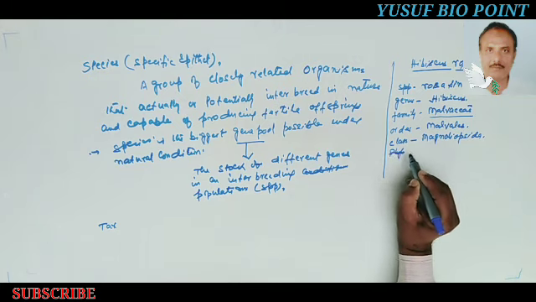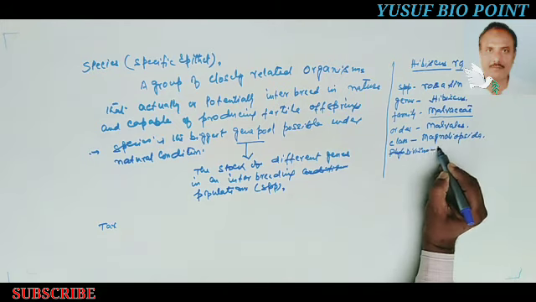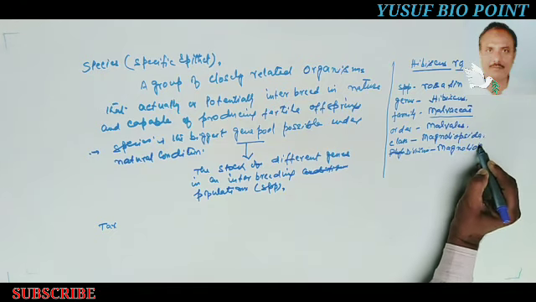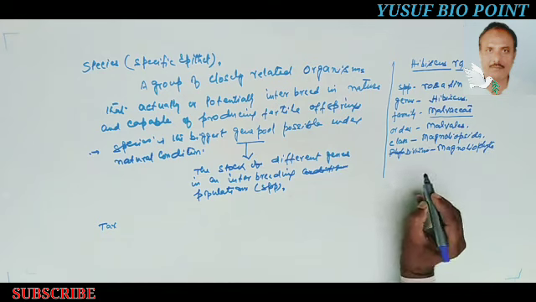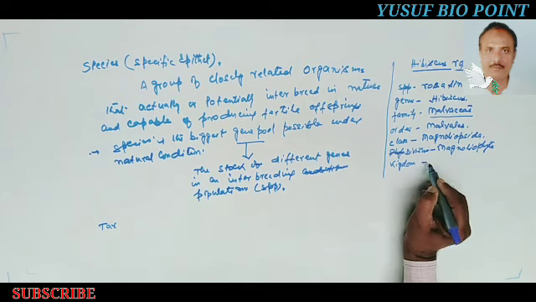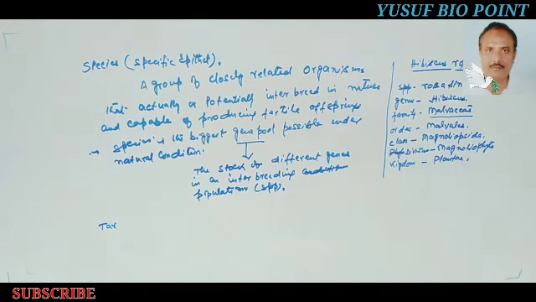And finally, after class, what is the phylum? Sorry, phylum, not division, since it is plants. So, division: Magnoliophyta. And finally, kingdom, it is Plantae. So this is the systematic position of Hibiscus rosa-sinensis, that is the China rose. In the same way, you will get so many examples in your books.